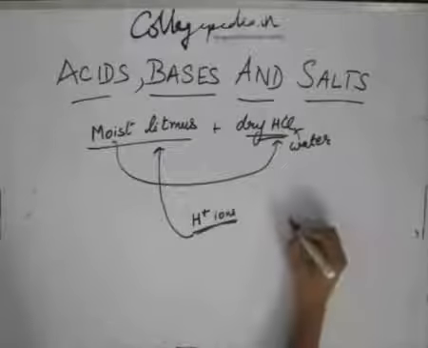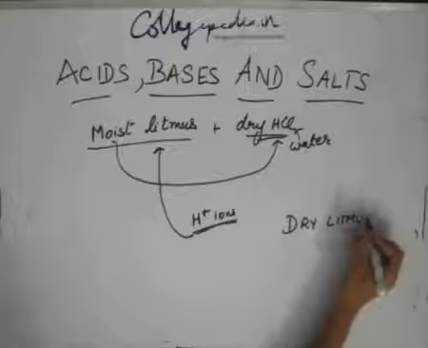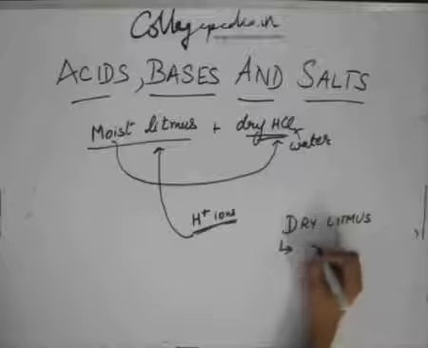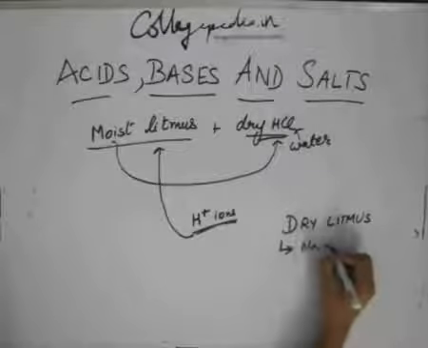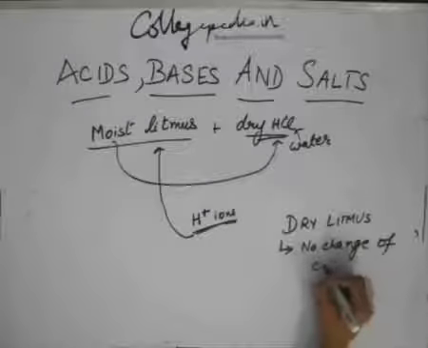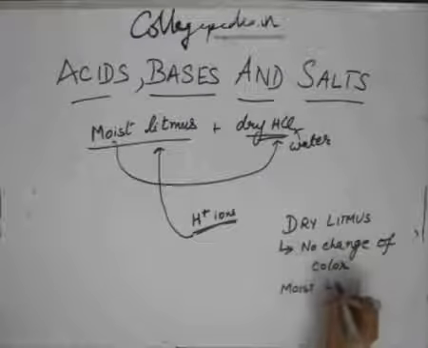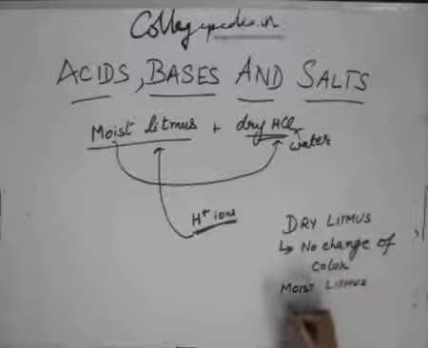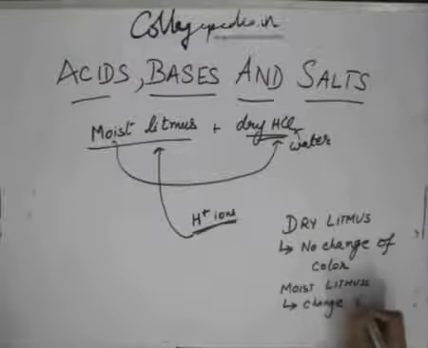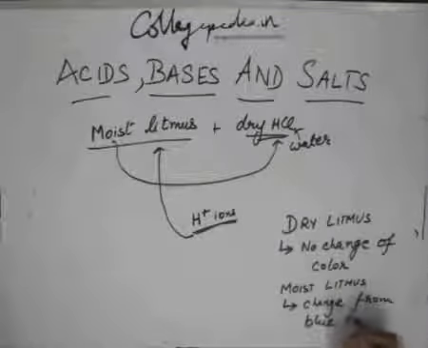So in case of dry litmus, if you are asked to write the observation of this activity, you will write, in case of dry litmus, there is no change of color, and in case of moist litmus, there is a change from blue to red.